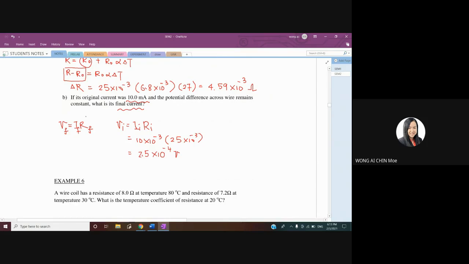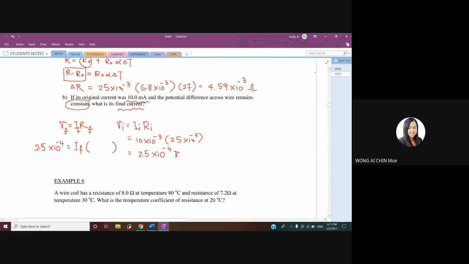So the question says the potential difference is constant, so the final V is also 2.5 times 10 to the power of negative 4. And I final is the value that we want to find. But before that, you must find the final resistor.